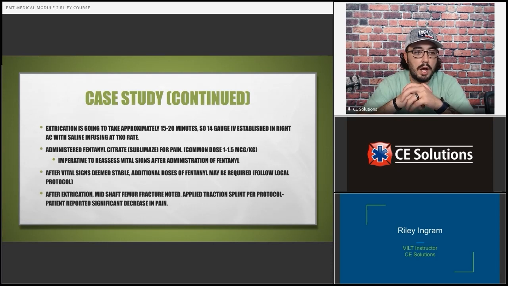Let's see. After extrication, a mid-shaft femur fracture is noted. So he does have a mid-shaft femur fracture, which is probably why he was rating that pain 10 out of 10. It is a closed fracture, so we went ahead and applied a traction splint per protocol. Patient reported significant decrease in pain.